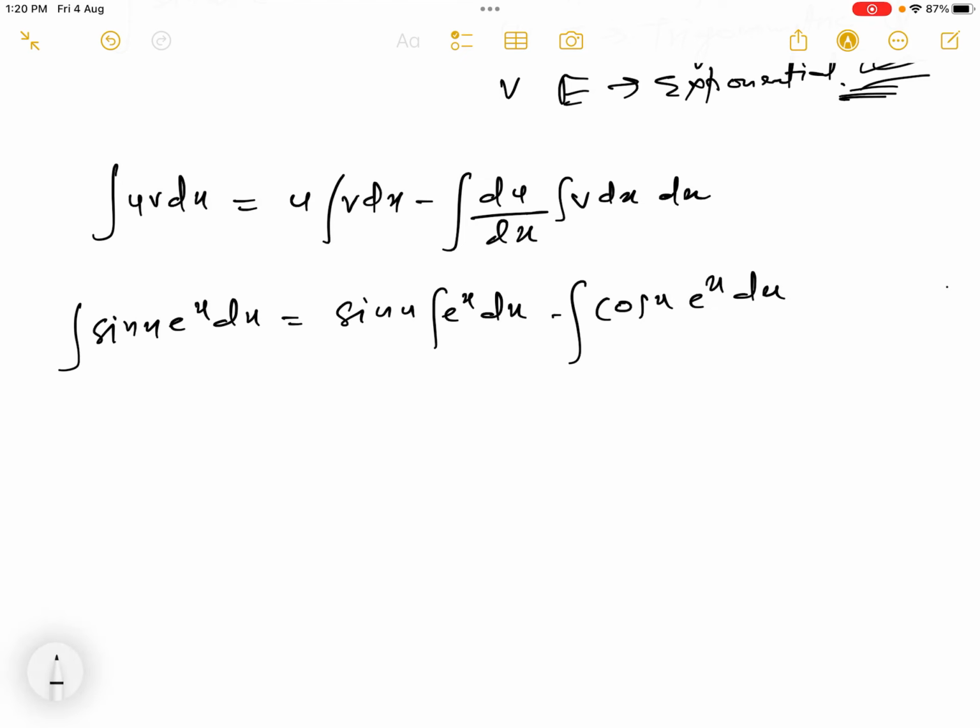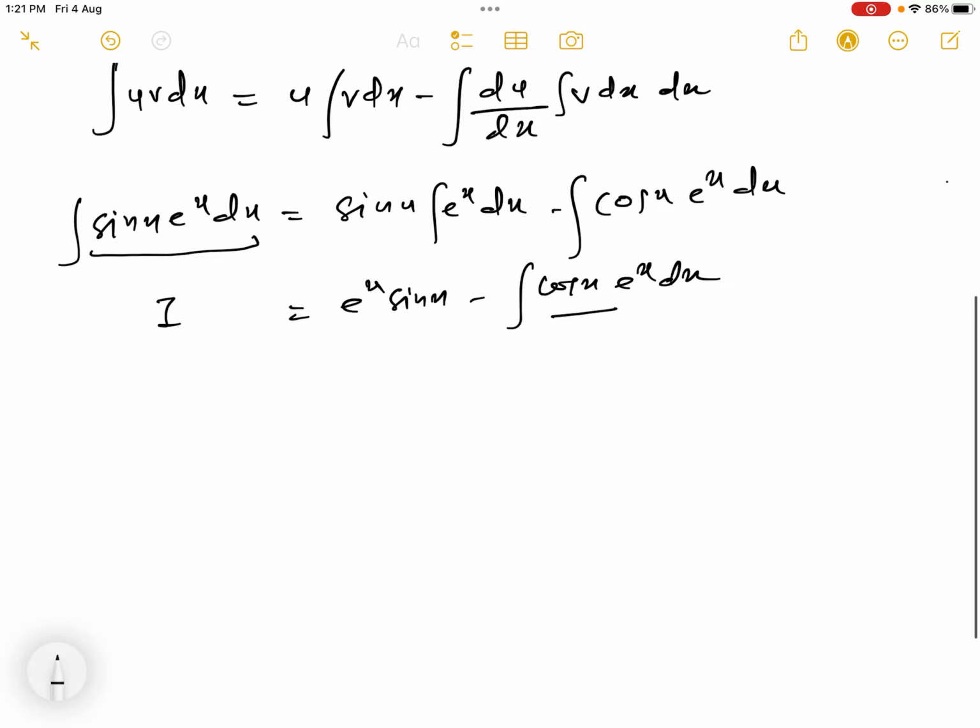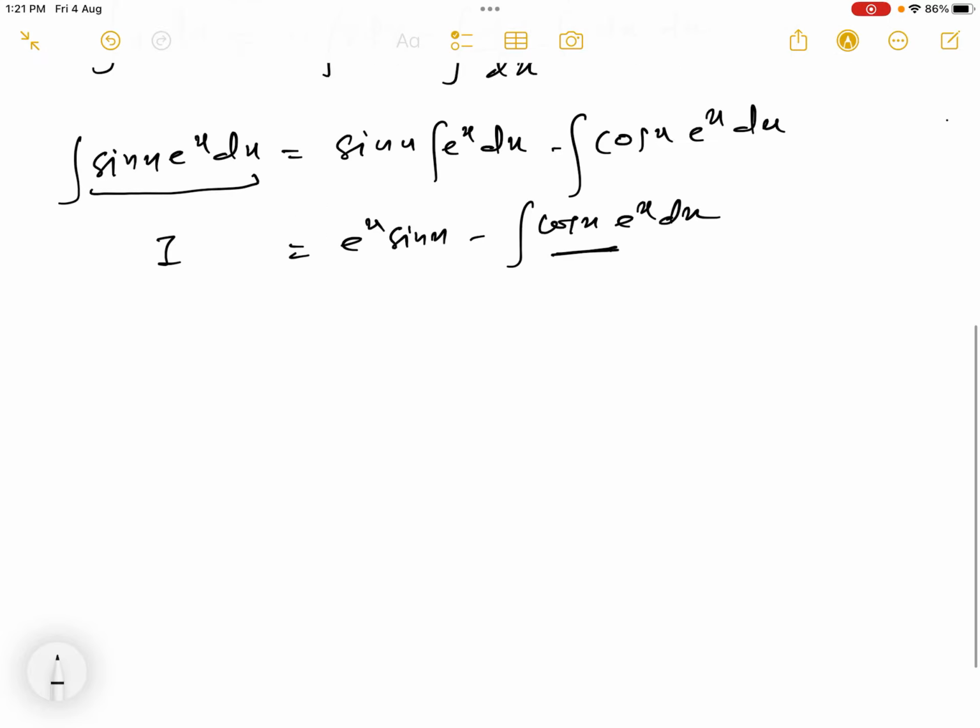So I'm going to rewrite this equation as e power x sin x minus the integral of cos x e power x dx. There was a slight error in the last step. So we're going to replace this by I. Now we're going to use the uv rule again for this integral.